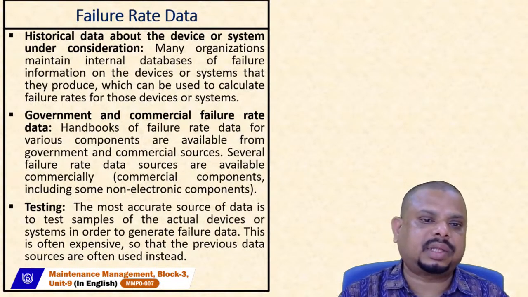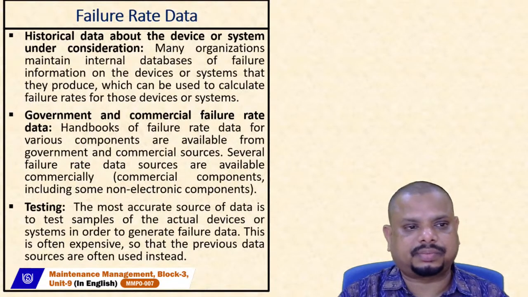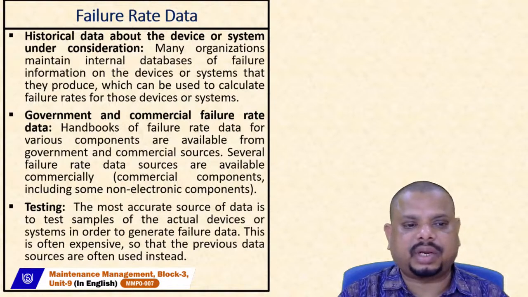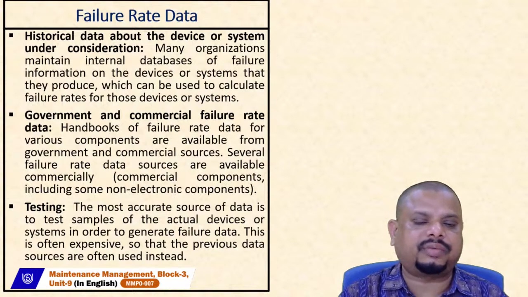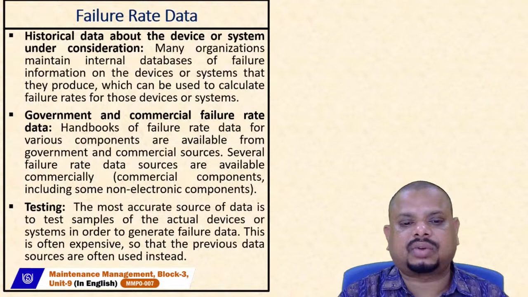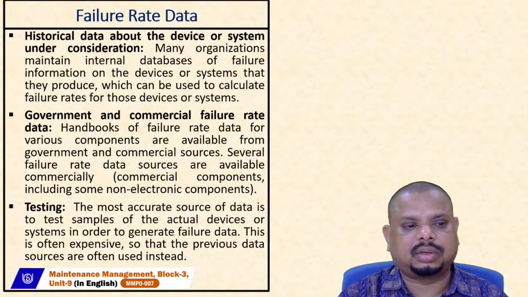Even if necessary, they can ask the operator who basically runs the devices or systems. Moving to the next one, the next source is known as government and commercial failure rate data. There is a large amount of handbooks or failure rate data for various components available from government and commercial sources. Several failure rate data sources are available commercially, for example for commercial components, including some non-electronics components.